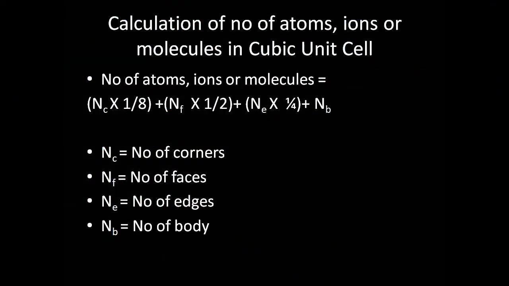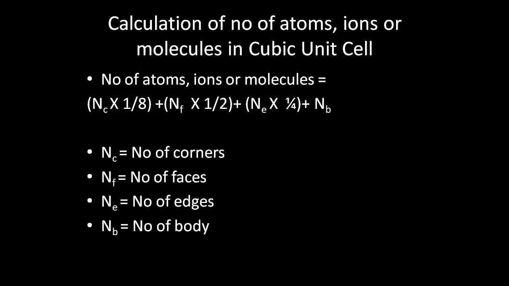The following formula is used to calculate the number of atoms, ions or molecules. That is Nc into 1 by 8 plus Nf into 1 by 2 plus Ne into 1 by 4 plus Nb. What is Nc? Means number of corners. The next one we put 1 by 8, means the contribution of corner is 1 by 8. The same way Nf means number of faces. The contribution of atom in face is 1 by 2. Next one, Ne means number of edges, and contribution of atom in edge is 1 by 4. So we use these terms in this formula.